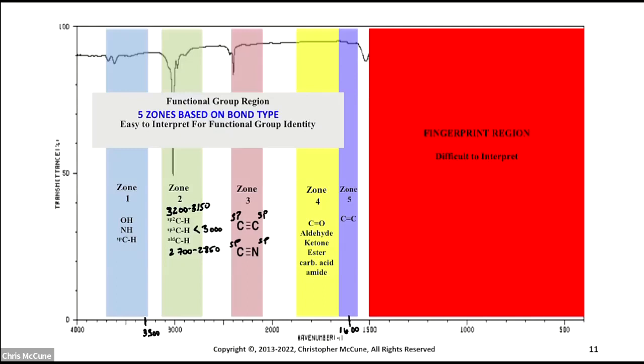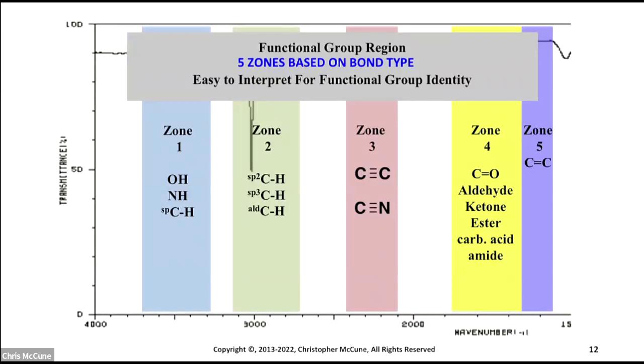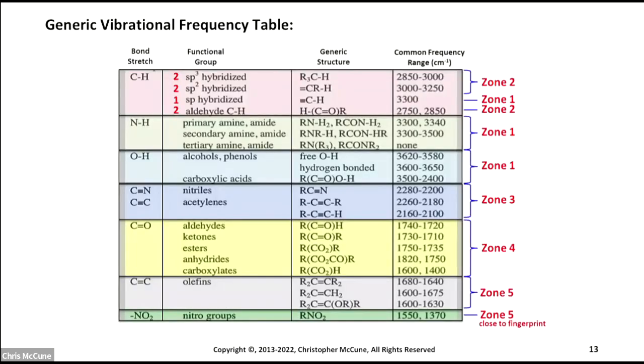Anything beyond 1500, I'm not going to look at in this video. I'm just going to call it the fingerprint region. So if you expand the non-fingerprint region a little bit, you can see more closely where those ranges typically are. I've also included a table here. It's generic, and it gives you some different ranges for each of these different types. So over here, I've got the functional group type, the generic structure, the frequency range, and then where I would expect to see it in terms of what zone.